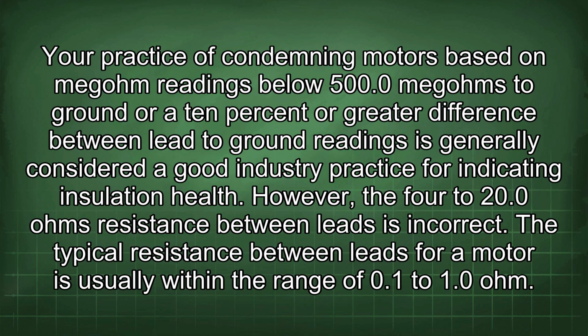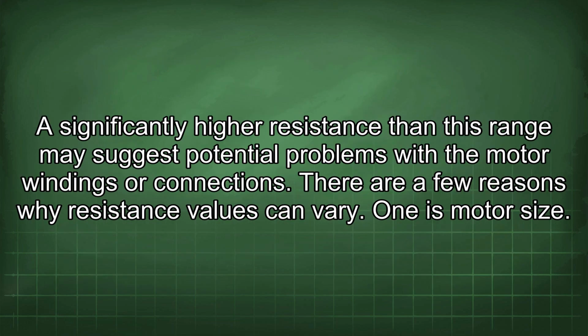Your practice of condemning motors based on megohm readings below 500.0 megohms to ground, or a 10% or greater difference between lead to ground readings, is generally considered a good industry practice for indicating insulation health. However, the 4 to 20.0 ohms resistance between leads is incorrect. The typical resistance between leads for a motor is usually within the range of 0.1 to 1.0 ohm. A significantly higher resistance than this range may suggest potential problems with the motor windings or connections.